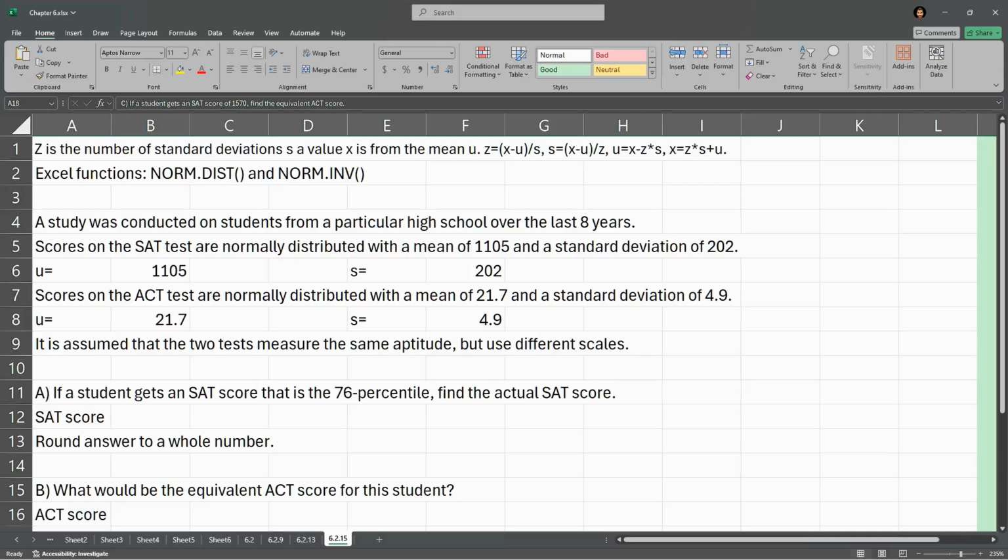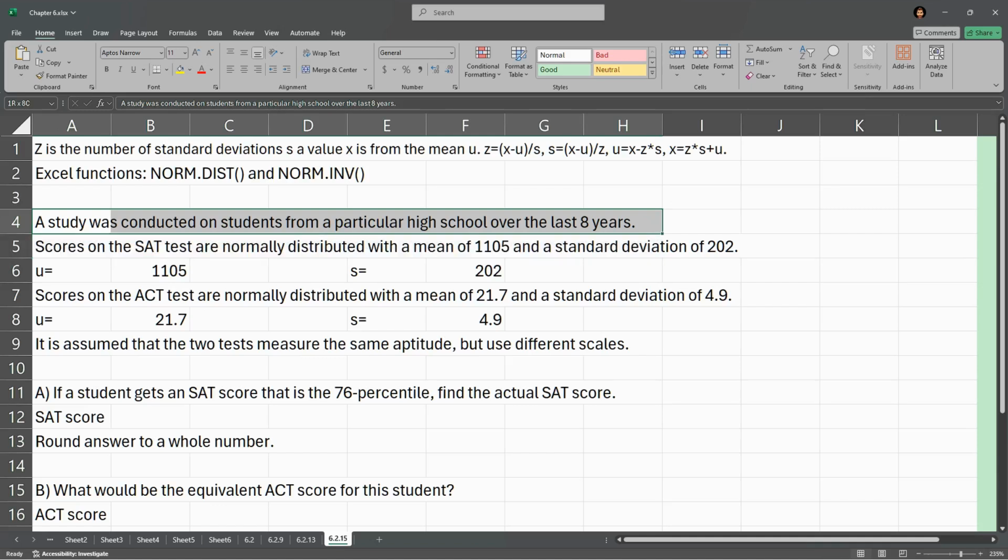This normal distribution question is about SAT and ACT scores. We have the mean for SATs, which I already typed in here, and the standard deviation for SATs. Now you have to be careful. There are two means: a mean for the ACT test, which I put below here, and a standard deviation for the ACT test, which I typed in here. So our ACT standard deviation is 4.9, our mean is 21.7, and then the SAT has a 1105 mean and a 202 standard deviation.